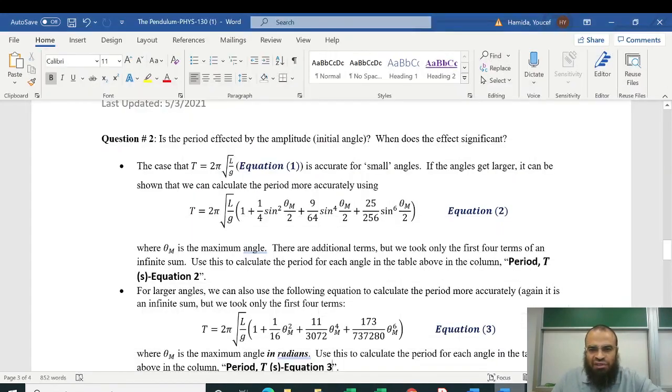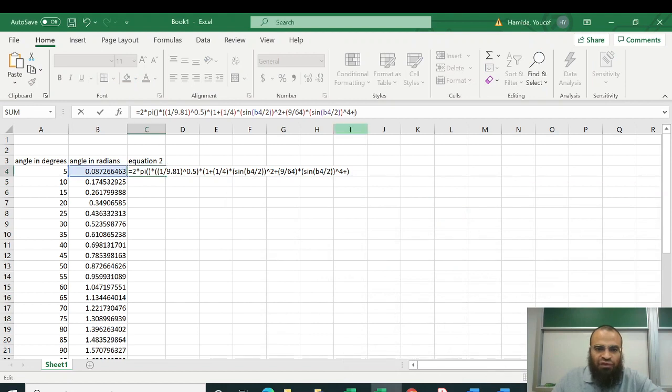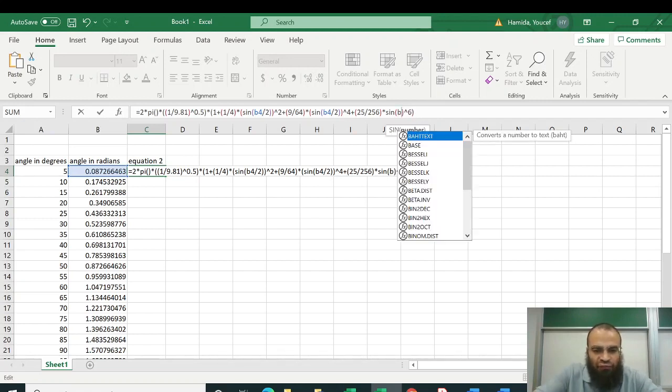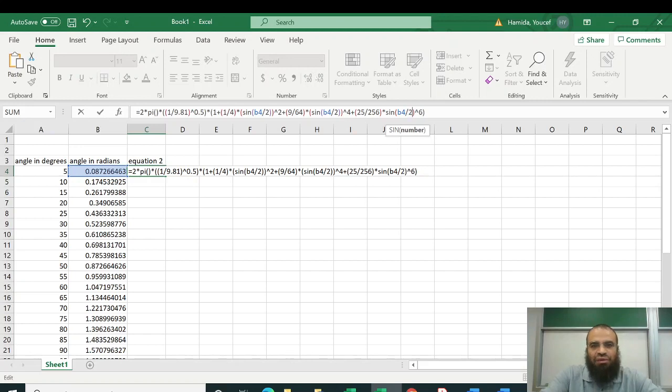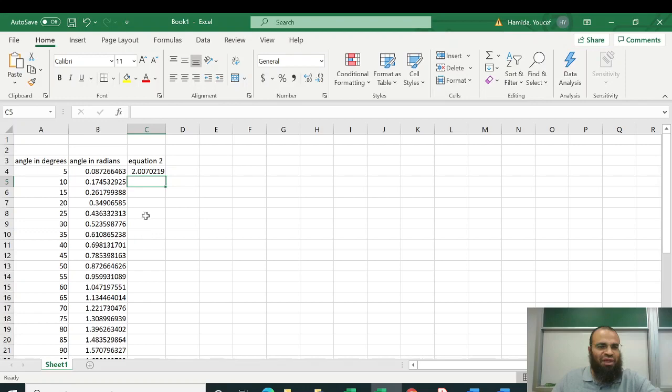And then the next one is 25 over 256. So open close parentheses, inside the parentheses I click here, 25 over 256, and then times sine, open close parentheses, to the 6th power, sine of B4 over 2, and this should work. I hit enter and it should work. It gave me this. Then I drag it all the way.